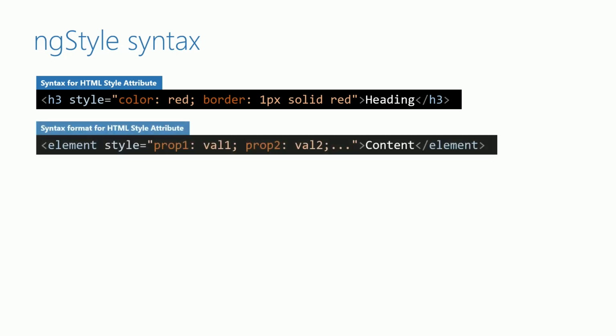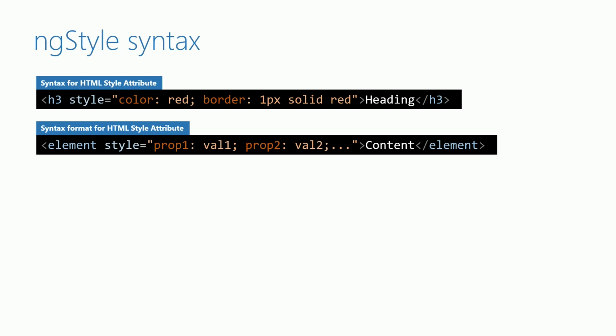This is the representation of HTML style attribute syntax in a standard format that is applicable to any HTML element. This represents the HTML element. This represents the style attribute. This represents the style sheet property name. This represents the style sheet property values. This represents that any number of style sheet properties and values can be included.